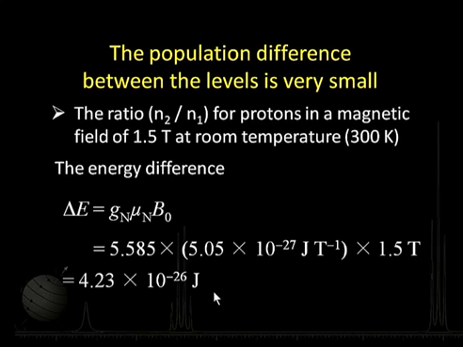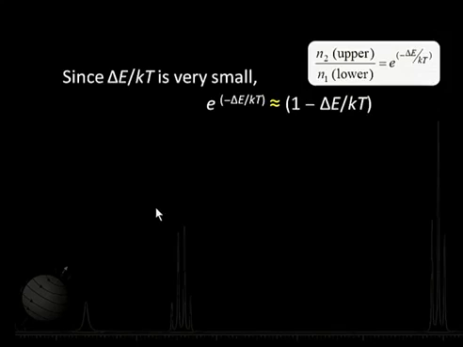This is very, very important. What you see is that the difference in energy levels is very, very small. It is about 10 to the minus 26 joules, which is a tremendously small delta E value. Now, since delta E by kT is very small for this particular case, we can use a little mathematics here and simplify this expression: e raised to the power minus delta E by kT can be approximated to be equal to 1 minus delta E by kT. This is true only if the exponent is very small, which is true in this case.